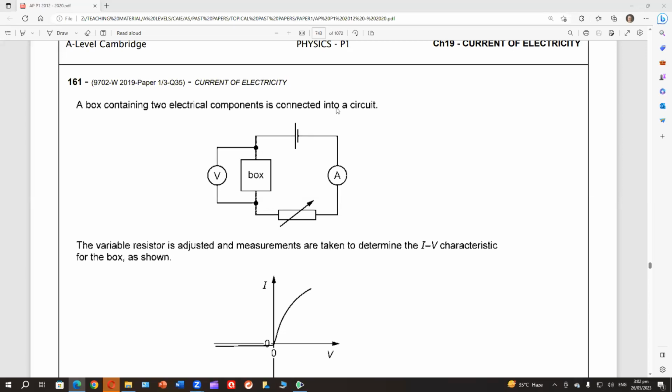We were doing current of electricity and we are continuing this topic. A box containing two electrical components is connected into a circuit. The variable resistor is adjusted and measurements are taken to determine the IV characteristics.